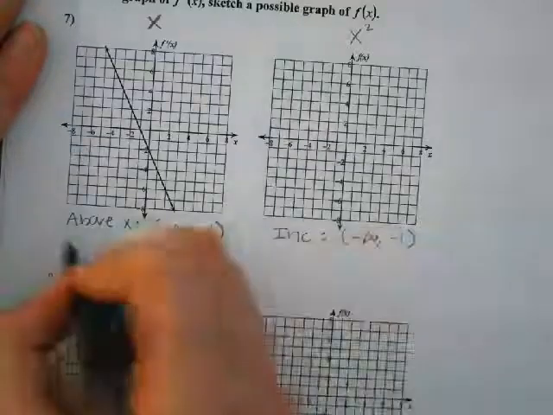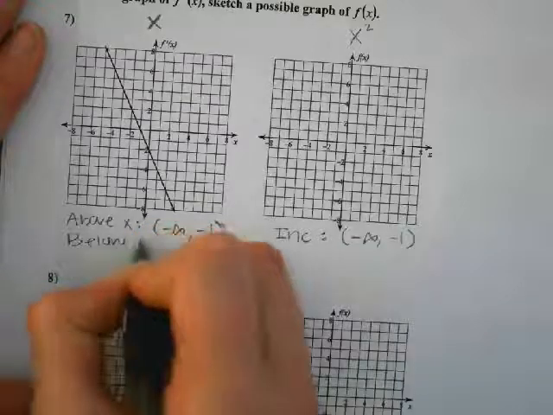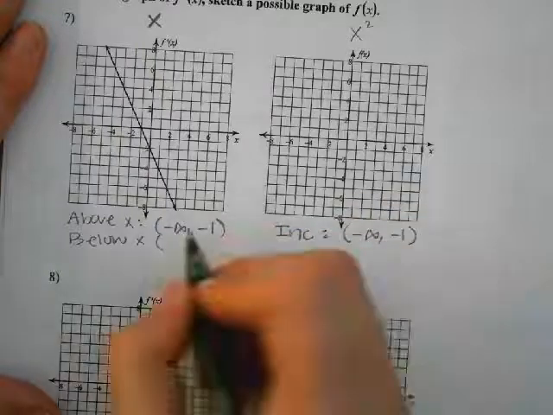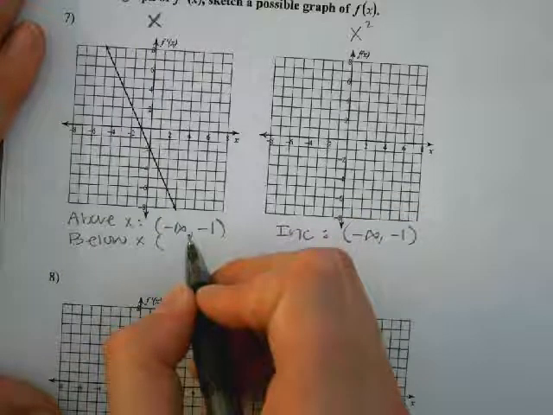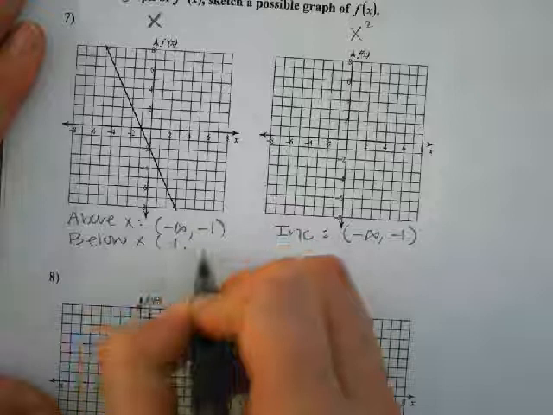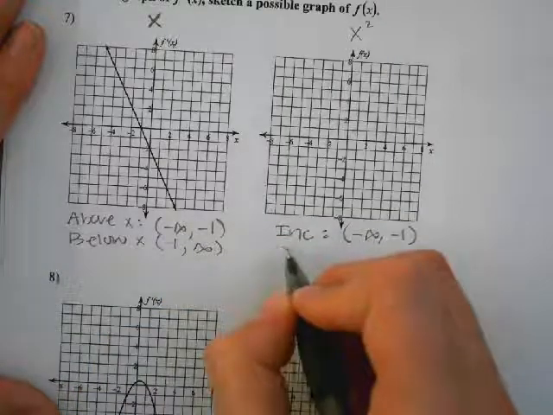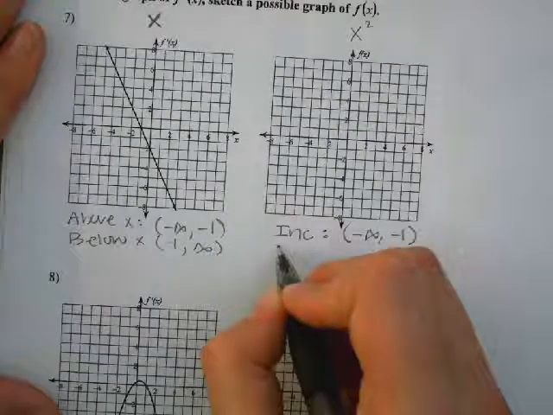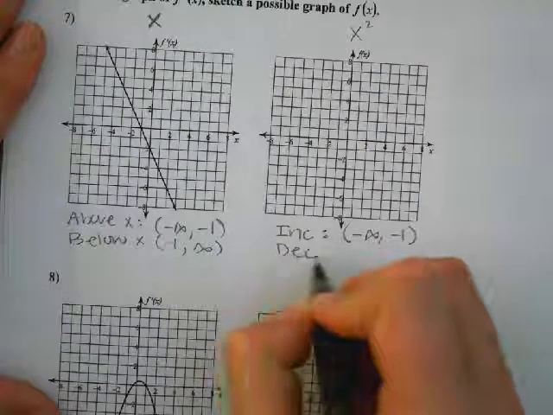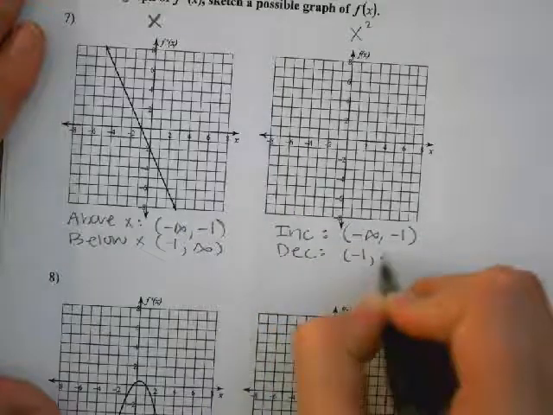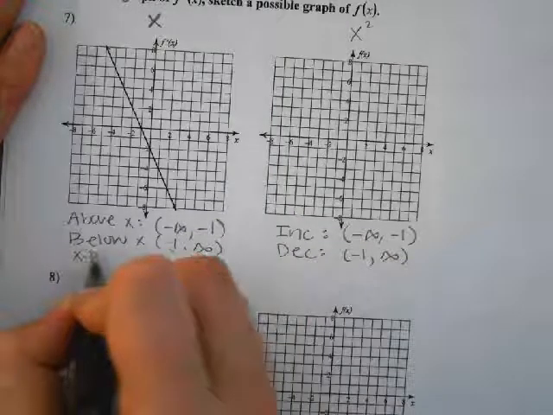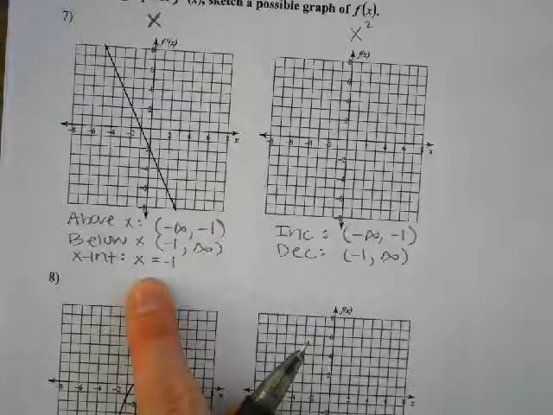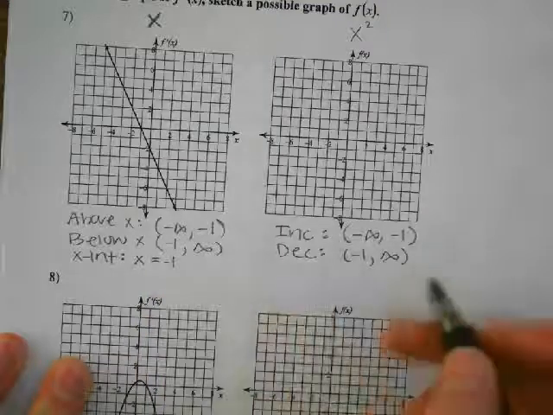All right. Where is it below the x-axis? It is below the x-axis from -1 to infinity. And so what does that mean for the original? It must have been decreasing. It has an x-intercept at x equals -1. What does that mean for the original problem? It was a max or a min. Can we tell which one it is?